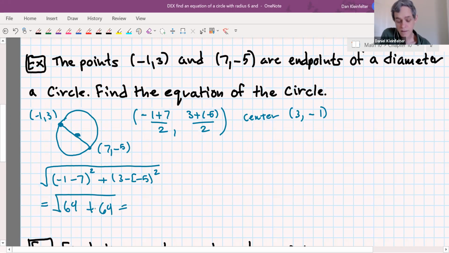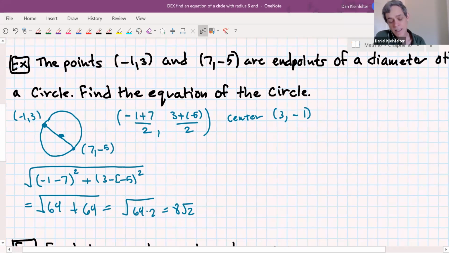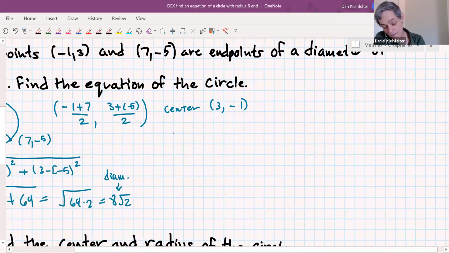And so we need the square root of 64 plus 64. That's going to be 128, or 2 64s. Let's just leave it at that. So this is 64 times 2, and so that'll be 8 square roots of 2. Okay, so that's the length of the diameter. For the equation of the circle, we need the radius, which is half that, right? So the radius will be 4 square roots of 2.